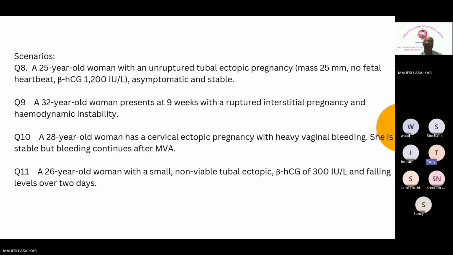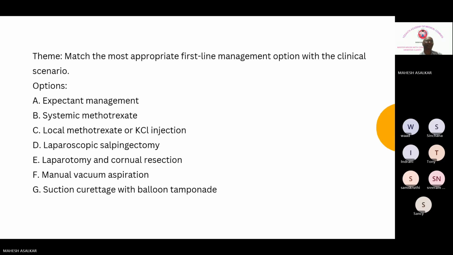A 32-year-old woman presents at 9 weeks with a ruptured interstitial pregnancy and hemodynamic instability. So it is a ruptured interstitial pregnancy. Should be laparoscopic salpingectomy. D. Okay. Let's see. Next.